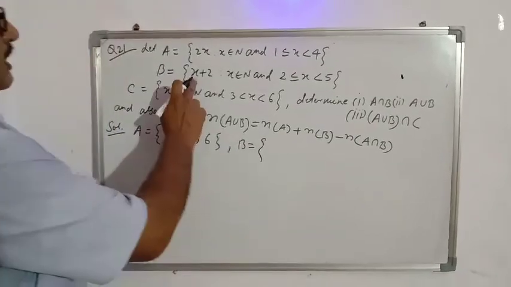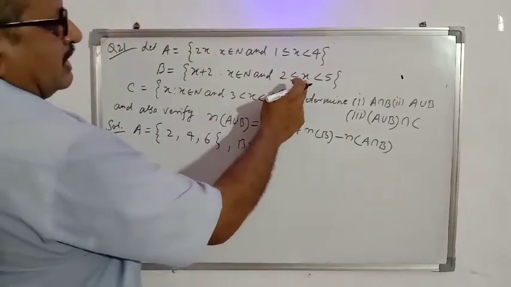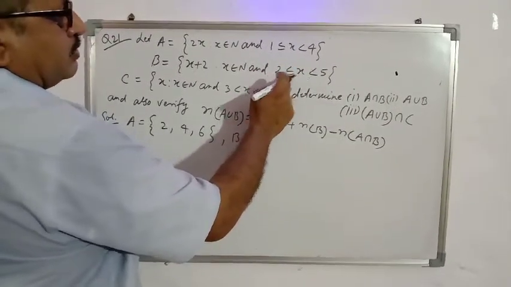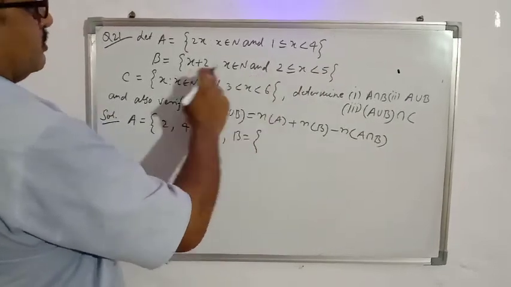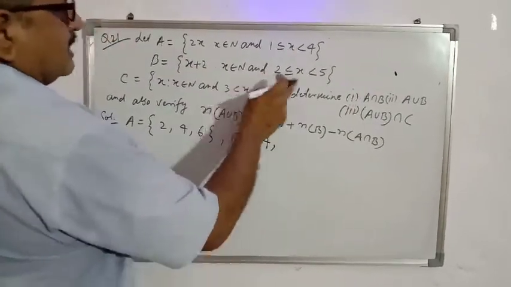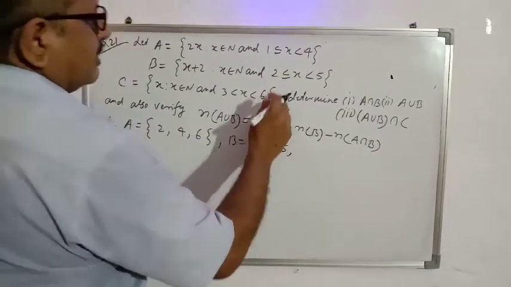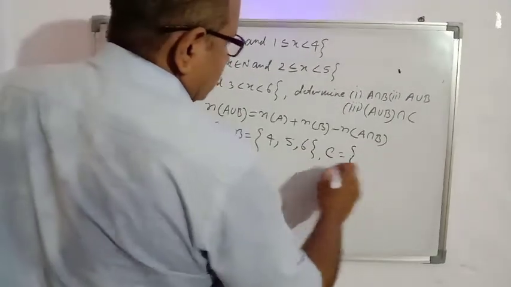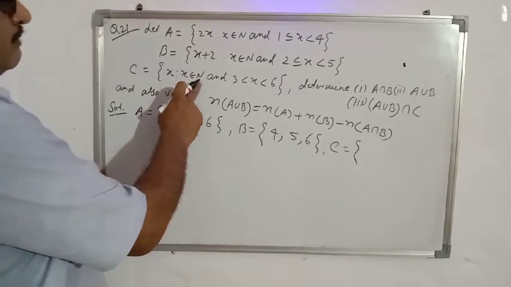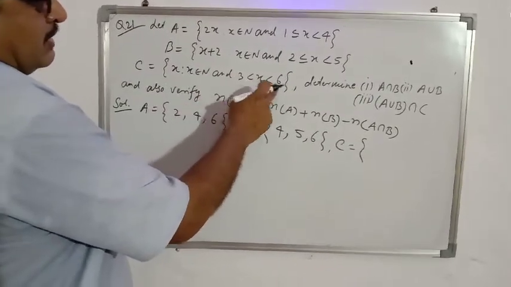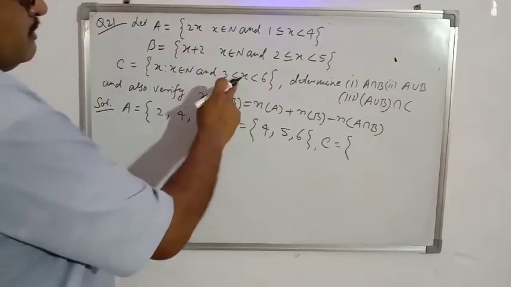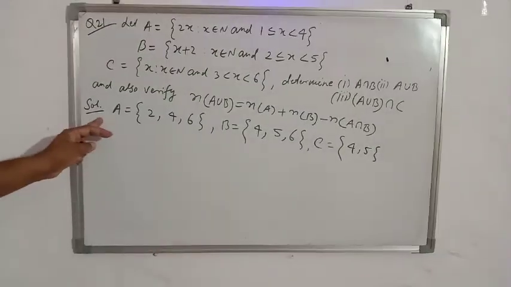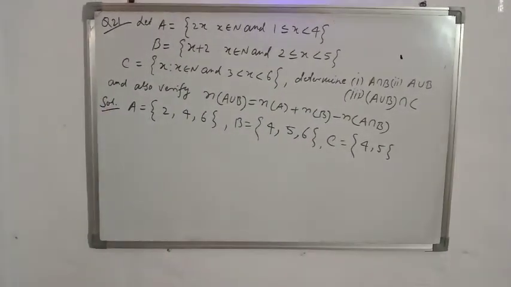Set B, x plus 2. X is a natural number but x lies in the interval 2 less or equal to x less than 5. So the value of x we can take here is 2, 3 and 4. So firstly take 2. So 2 plus 2, 4. Then 3, 3 plus 2, 5. And then 4, 4 plus 2, 6. And third set C, x such that x is a natural number, but x is greater than 3 but less than 6. So we will get only two natural numbers, 4 and 5. So I have written here all these three sets in the roster form.